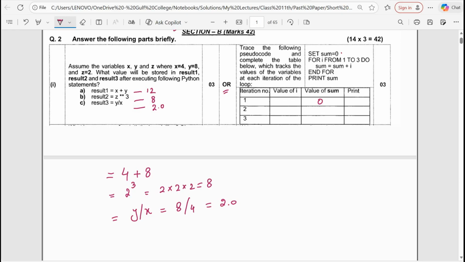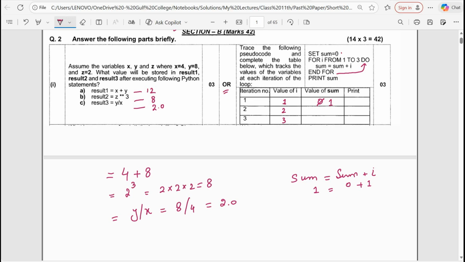Next, for I from 1 to 3. It will start from 1: the value of I is 1, then 2, then 3. When the value of I is 1, what happens? Then sum equals sum plus I. Before, sum is 0 plus I, which is 1. The answer 1 will be stored into sum. Here it will become 1. From this place it will move up, and it will not print yet.